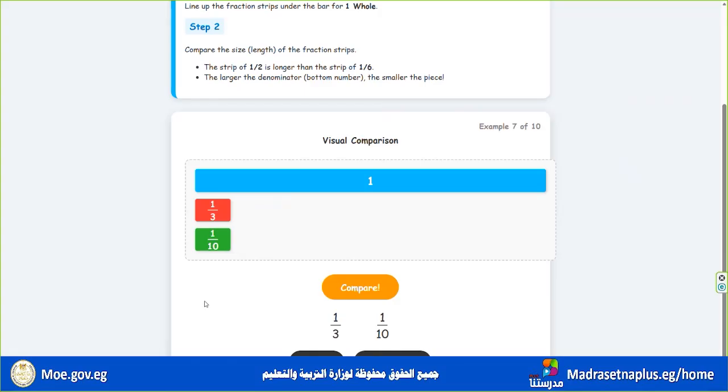Next, 1/3 and 1/10. Which is greater? Let's draw a model. Yes, 1/3 is greater than 1/10. You can see 1/3 in red is bigger than 1/10 in green. Next, 1/5 and 1/7. Yes, 1/5 is greater than 1/7.